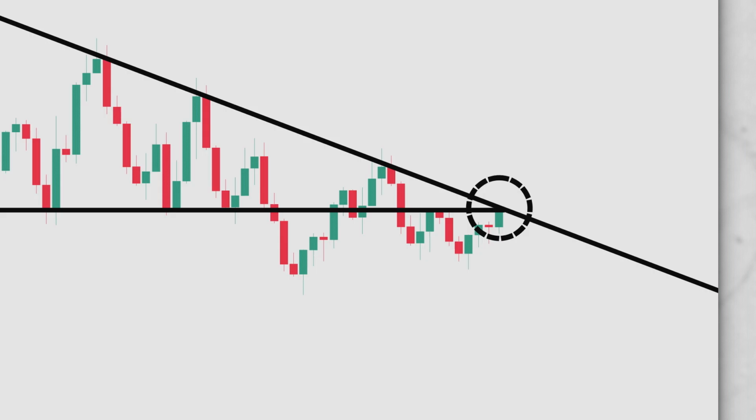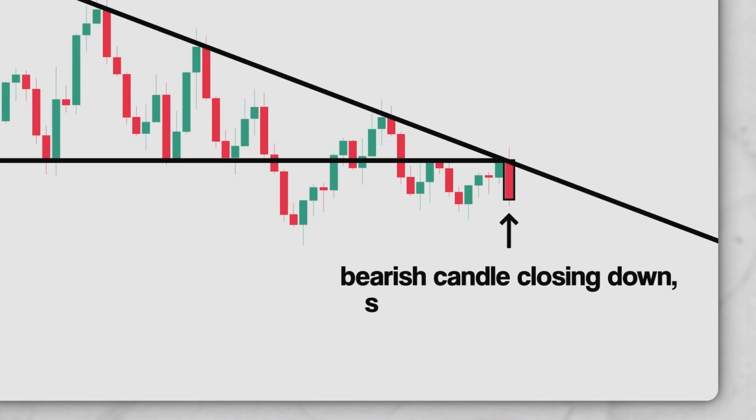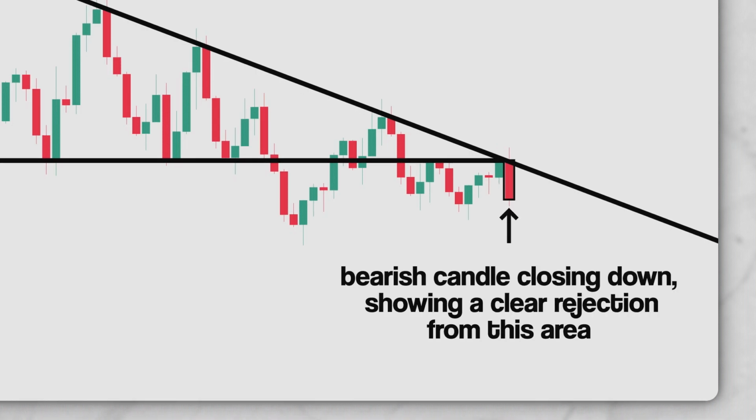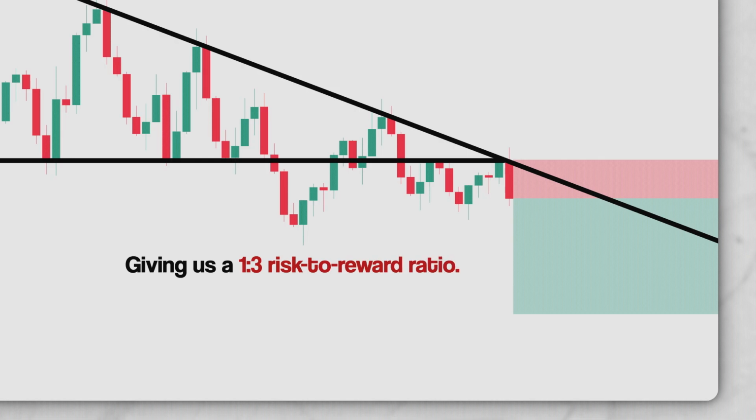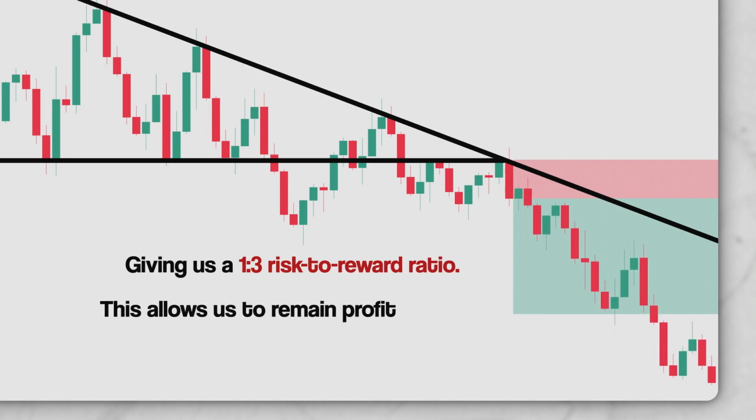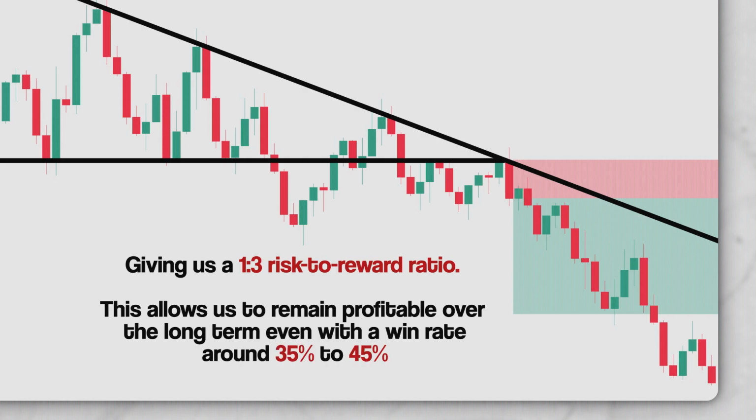We always wait for confirmation. The confirmation comes in the form of a bearish candle closing down, showing a clear rejection from this area. After the confirmation, we enter a short position. The stop loss is placed slightly above the confirmation candle. The take profit is set at 3 times the stop loss distance, giving us a 1-to-3 risk to reward ratio. This allows us to remain profitable over the long term, even with a win rate around 35 to 45%.